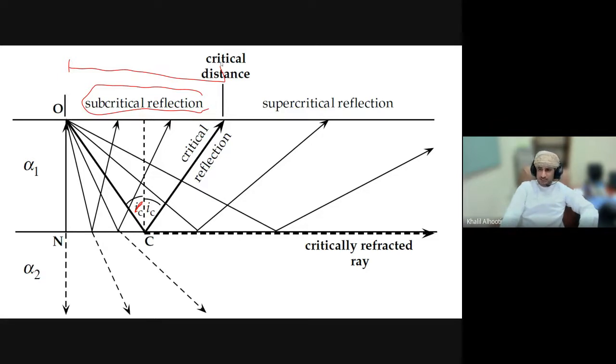The reflections before the critical, we call them subcritical, or below critical. The reflections after the critical, we call them supercritical reflections, or what we also call total internal reflection. Total internal reflection, because most of the energy will be reflected back after the critical angle.